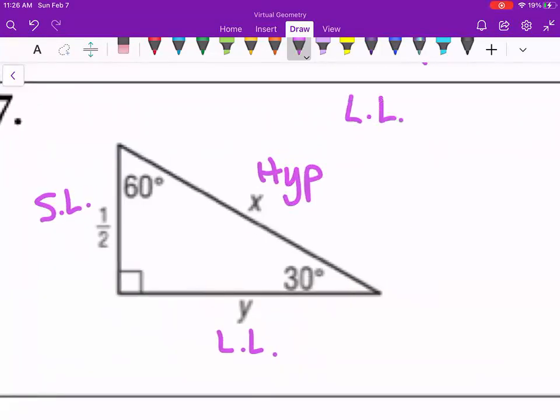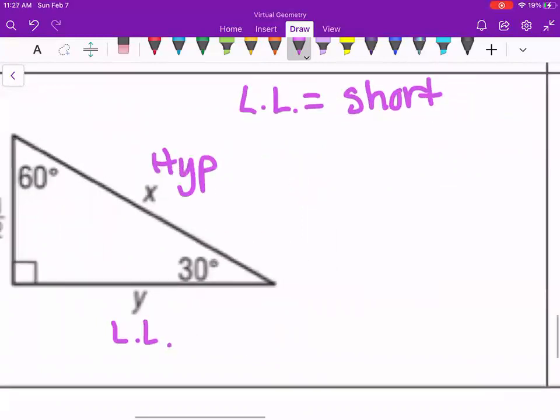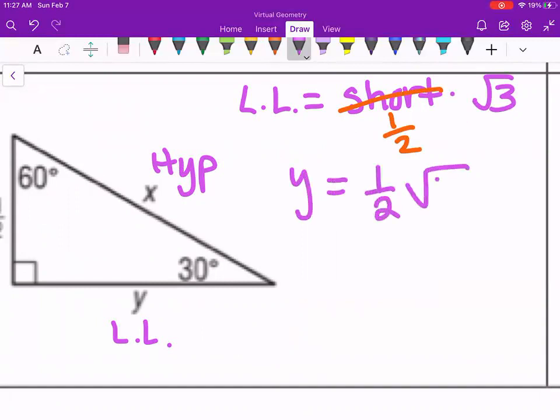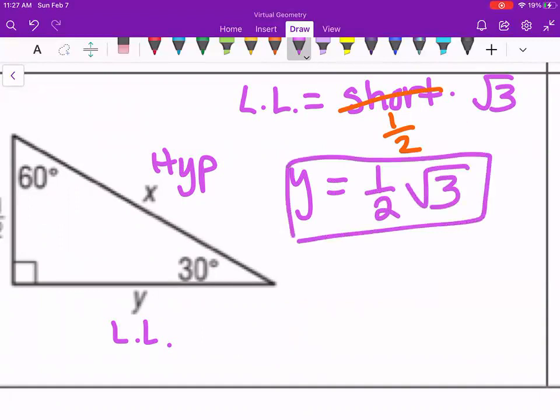So again, the long leg is the short times square root 3. My short leg is 1/2. So then my y is 1/2 square root 3. And again, that's it. We're done. We're not taking this to any decimal. We are leaving it exactly as it is.